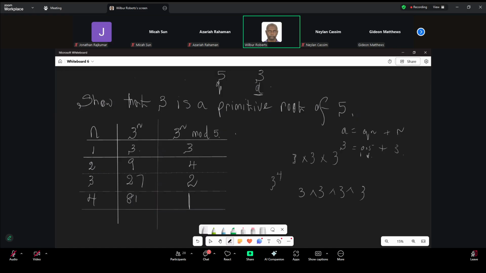So we notice that we have in this column here the same thing as we have in this column here. The same set of numbers, 1, 2, 3, and 4. You all see that? It's not in the same order, but we get the same numbers. The same elements in the n column are the same elements in the 3 to the n mod 5 column. So if we have that, then we know that 3 is a primitive root of 5.